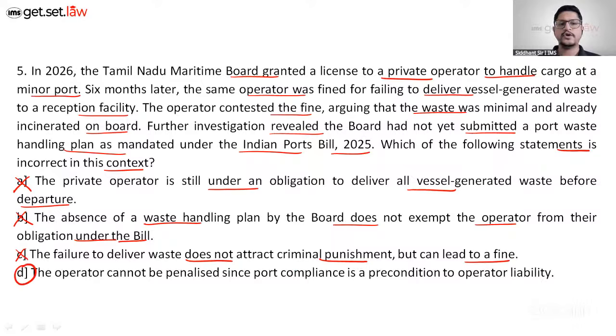We are only left with option D. The operator cannot be penalized since port compliance is a precondition to the operator. Now, port compliance can be a precondition, but he can be penalized, right? So that's why the answer D is the one.